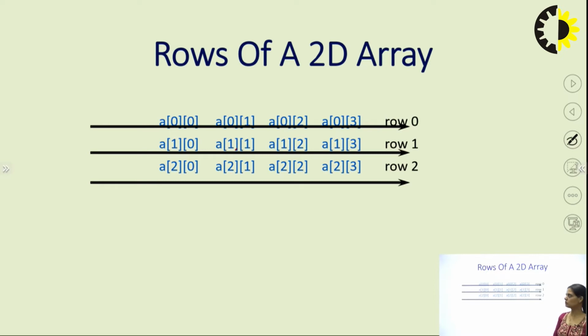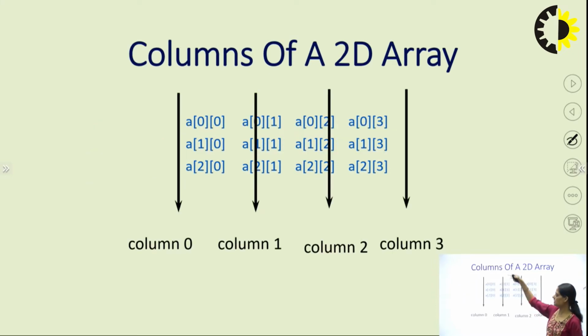These are the rows of the array. These are called rows: row 0, row 1, row 2. Similarly, these are called the columns. Over here we can see that there are 4 columns in the 2D array.